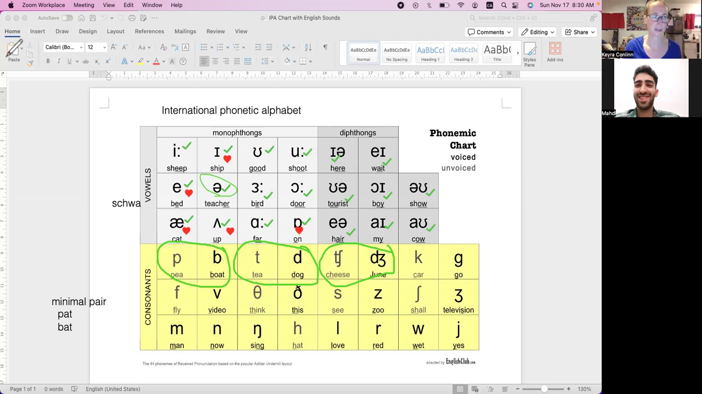An example of a minimal pair here would be cheap. Wow, that's so cheap. And Jeep. I'm going to buy a Jeep. The Jeep that I bought was so cheap. Cheap and Jeep. Okay. Next, the K and the G.